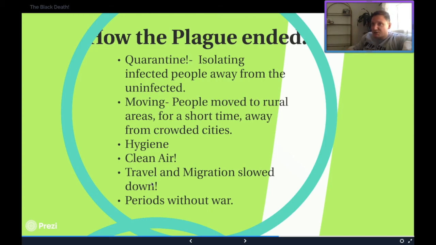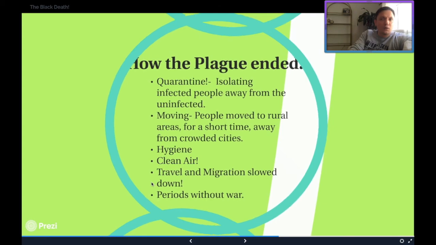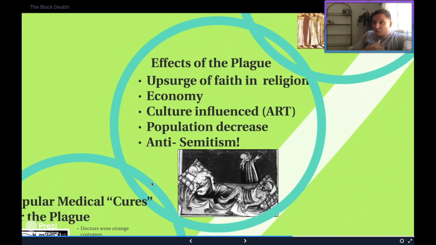Travel and migration is going to slow down as well, and also periods without war. So if any of y'all notice, because you're super, super smart, you're going to be like, oh, wait, this was going on during the 100 Years' War. It was, actually. And the 100 Years' War literally took a break for like almost 10 to 15 years because of the plague epidemic, right?